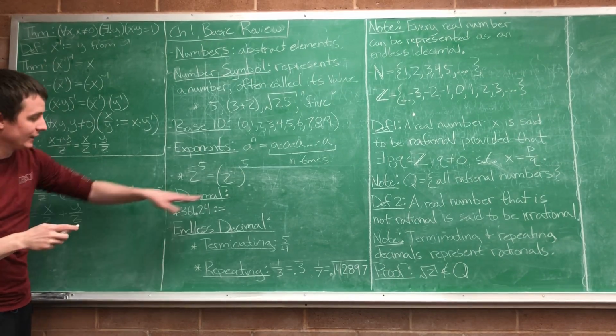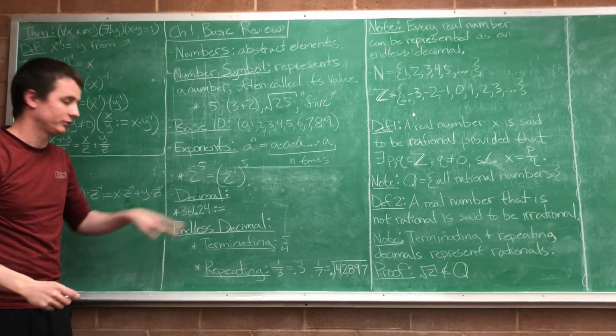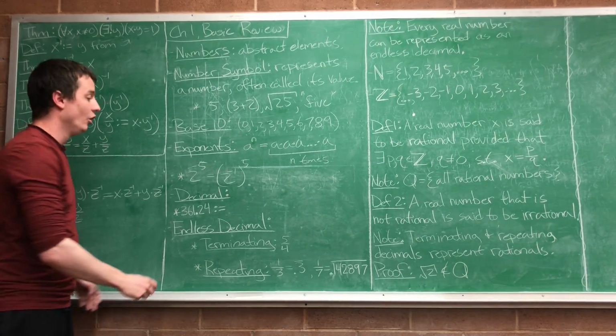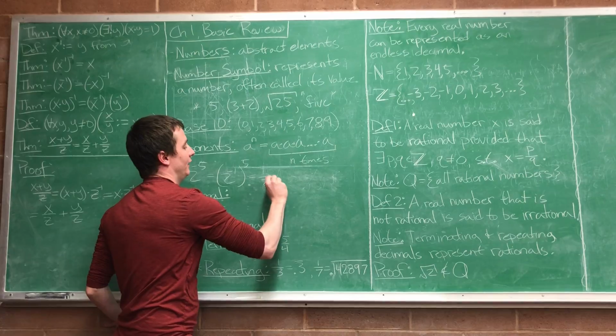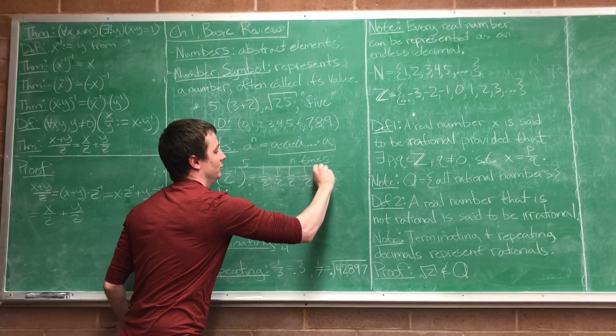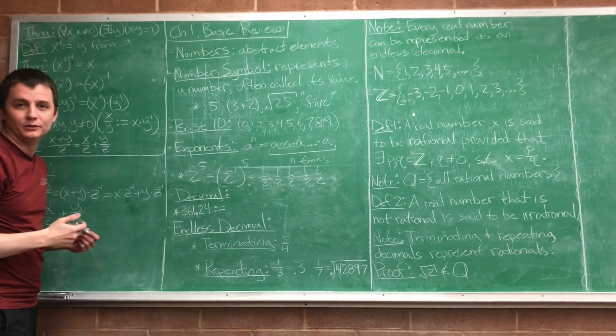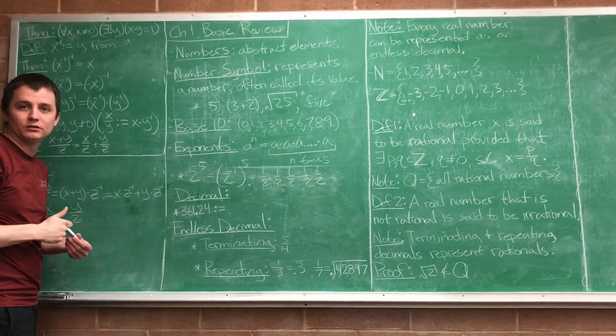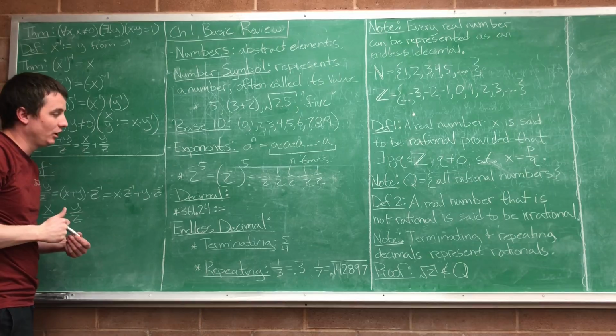Okay. And so that's the multiplicative inverse of 2 times the multiplicative inverse of 2 times the multiplicative inverse of 2. Or in other words, this is equal to 1 half times 1 half times 1 half times 1 half times 1 half. The multiplicative inverse of 2, 5 times. That's all that means.